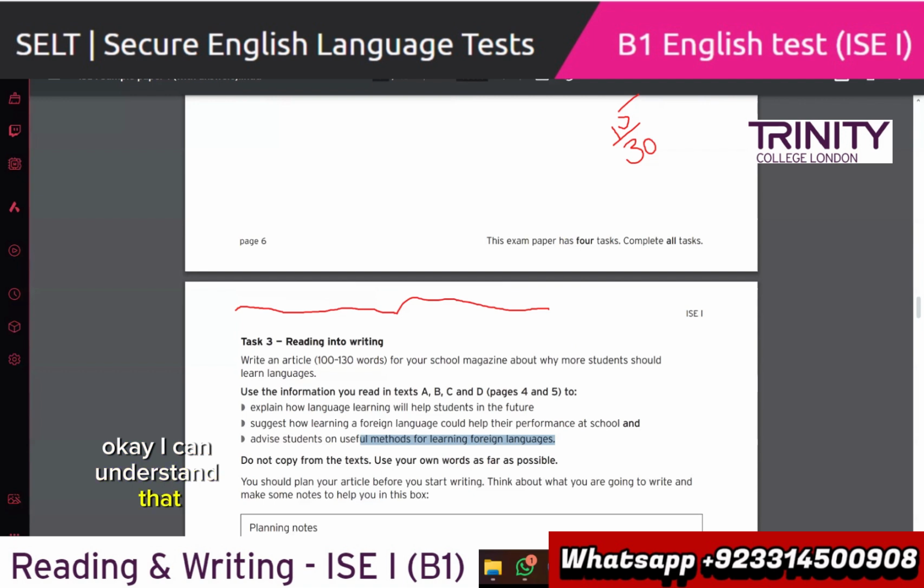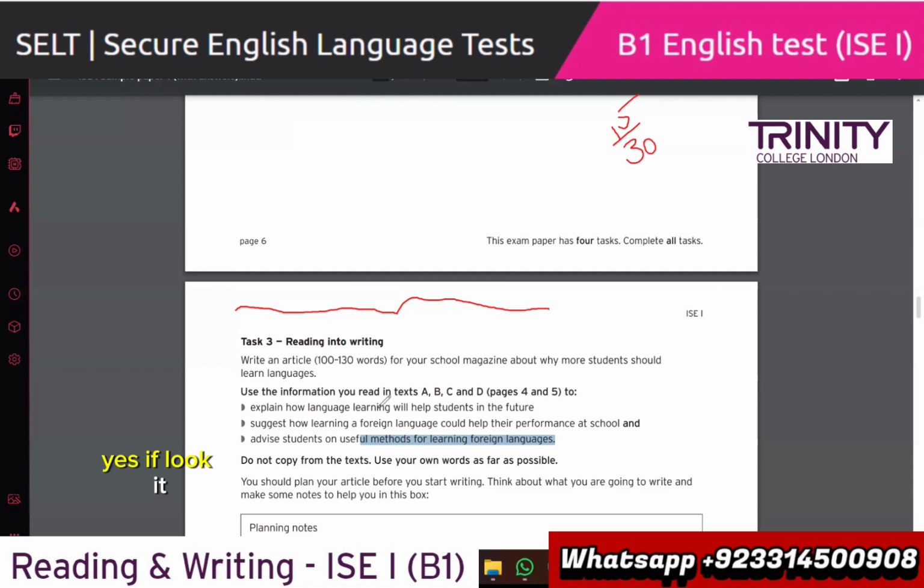Okay, I can understand that. It means that this paragraph is written in this passage from A to D. Yes, I can find that and write it in its own words. Not your own words, but you have to use information from the text. You can use your own words if you're good. Otherwise, if you're not good, take it from the paragraph.